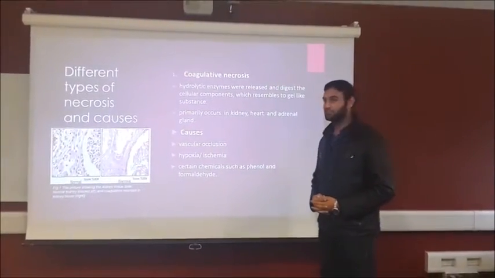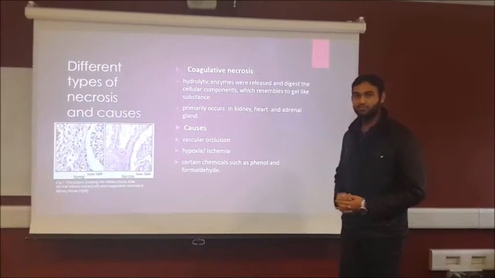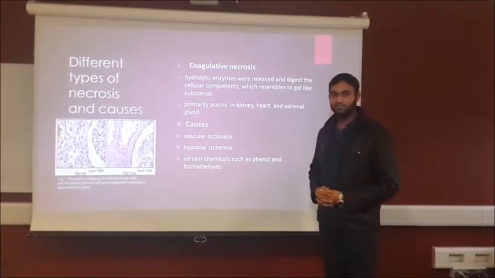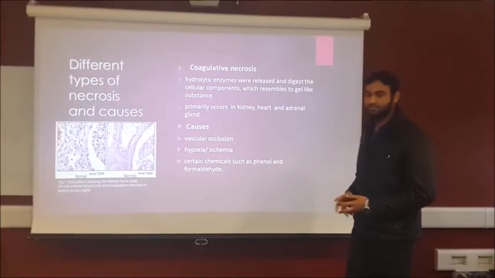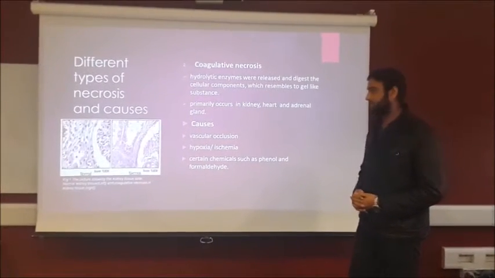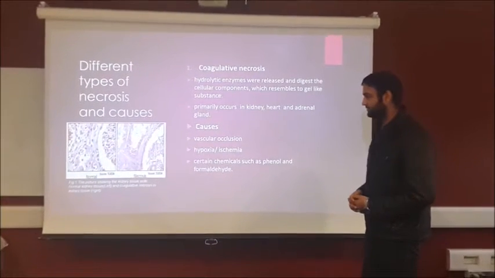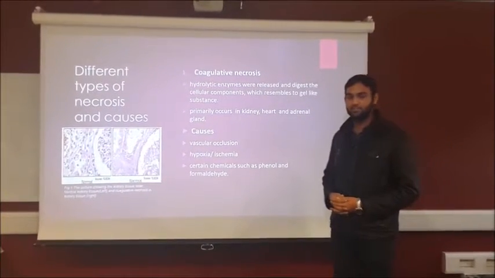Types of necrosis and their causes. So the first type of necrosis is coagulative necrosis. This happens due to the release of hydrolytic enzymes into the cellular matrix that digest cellular components. This can be caused by vascular occlusion, hypoxia, and different types of toxic chemicals.